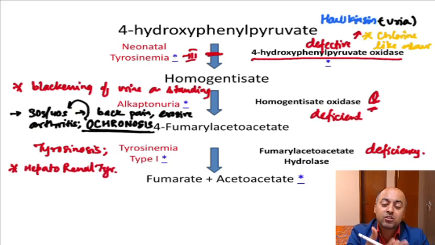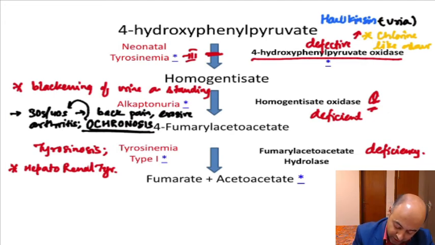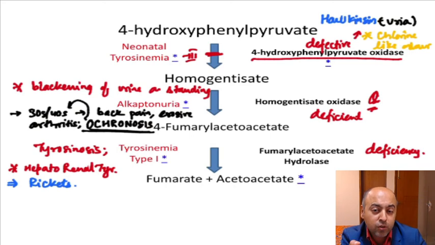So in hepatorenal tyrosinemia, the name itself tells you that the liver and kidney both are getting affected. Sometimes in these patients you find rickets. Why? Because the kidney is not able to retain the calcium, and rickets will occur in these patients.